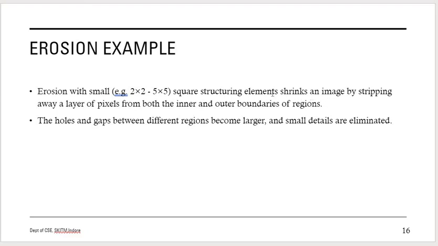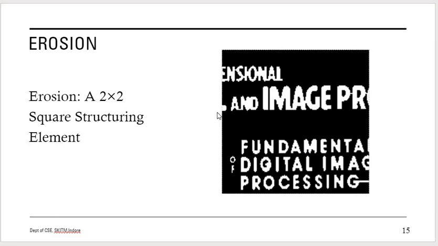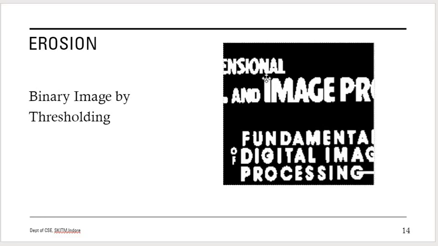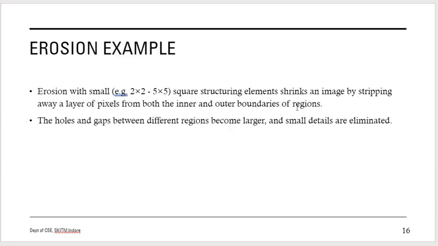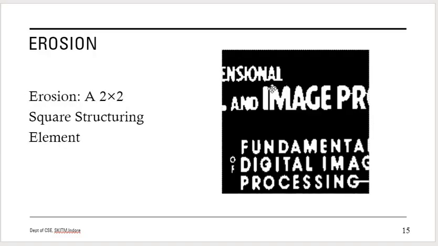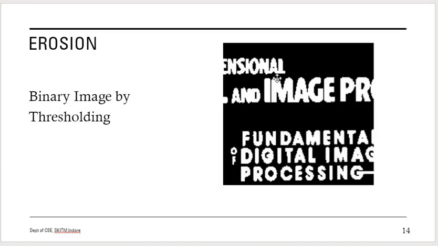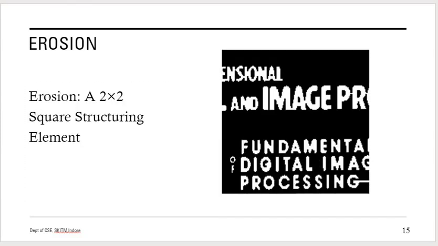It will shrink the image, removing a layer of pixels from both the inner and the outer boundary of the region. The erosion operation shrinks the image from the inner and the outer boundary of the region, removing that layer. So after performing the erosion operation, we got the resultant image.